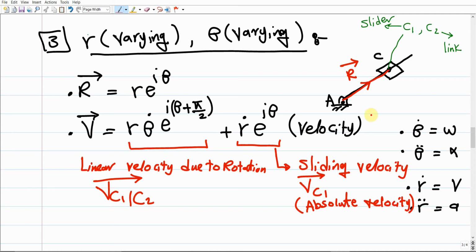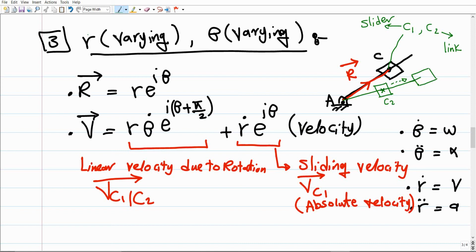Because physically, this velocity should be like 2 parts. If we try to break down the motion of this slider, of this mechanism, we're going to find that this link is going to rotate first, and the slider will be here. So this is going to give us C2. Then what's going to happen is the slider itself will move. Here we are breaking down.